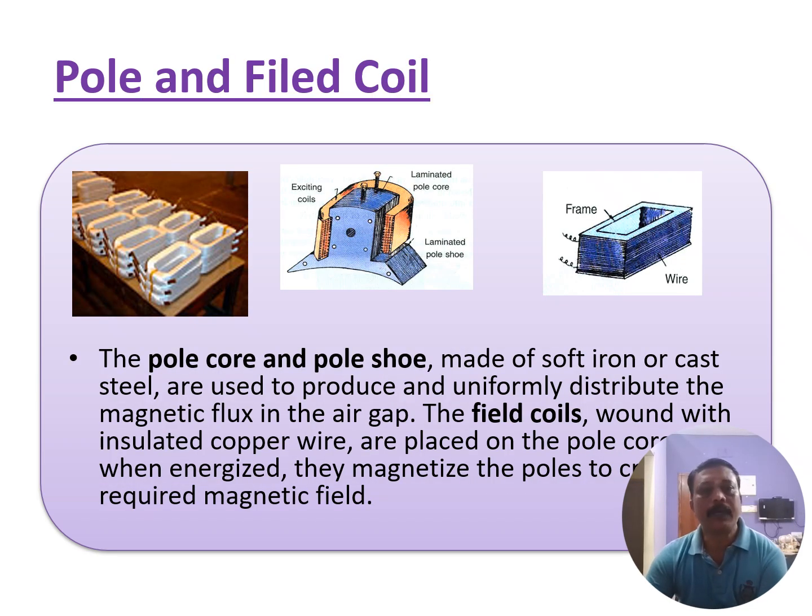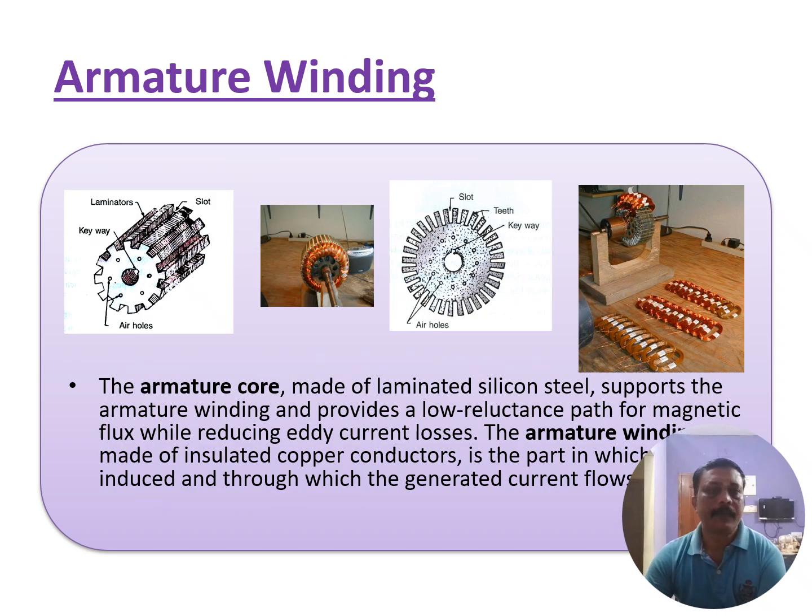Next one is the pole and field coil. The pole core and pole shoe, made up of soft iron or cast steel, are used to produce and uniformly distribute the magnetic field in the air gap. The field coils are wound with insulated copper wire and are placed on the pole core. When energized, they magnetize the poles to create the required magnetic field.